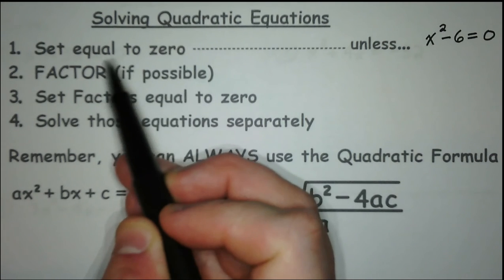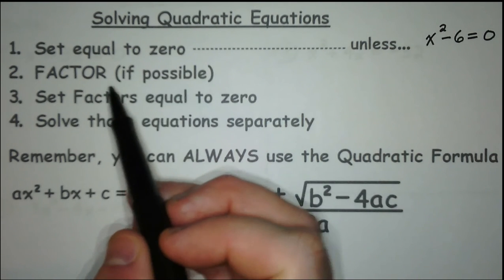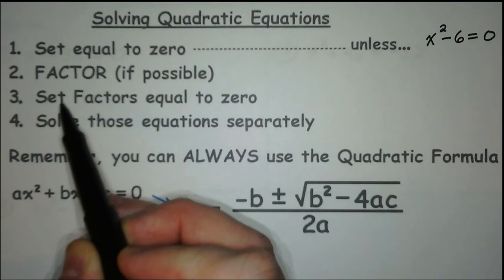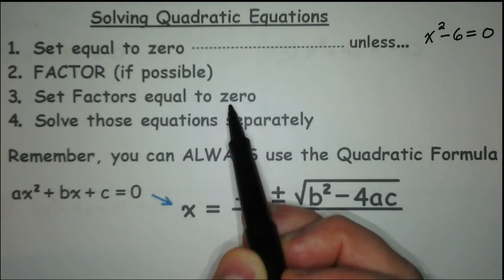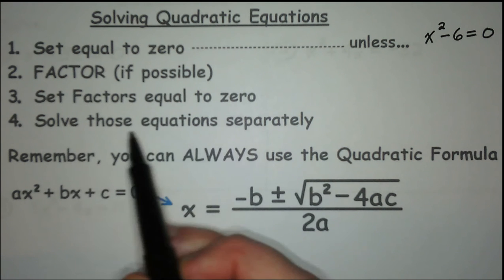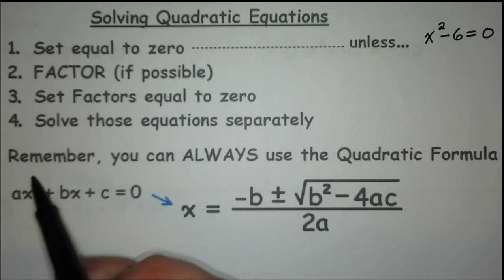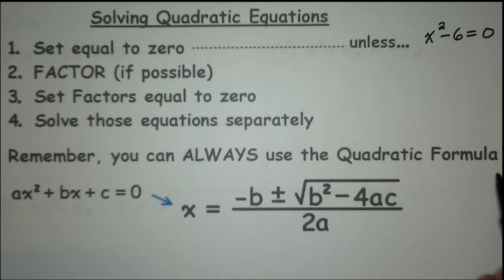You're going to make sure it's set equal to 0. You're going to factor that other side, if possible. And then if you are able to factor, you're going to set the factors equal to 0, and then you're going to solve those equations separately. And then just remember, you can always use the quadratic formula.